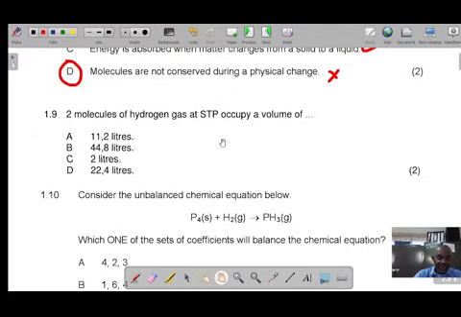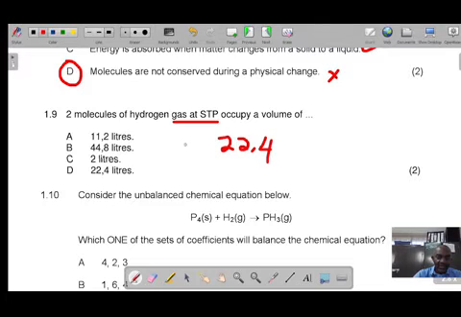Here they say that 2 molecules of hydrogen gas at STP occupy a volume of. Now, STP stands for standard temperature and pressure, and it's about gases. At standard temperature and pressure, 1 mole of a gas, which you can say 1 molecule, has a volume of 22.4 decimeters cubed. That is 1 mole of the gas at STP.